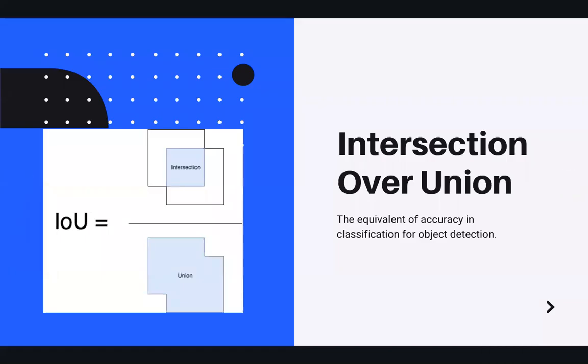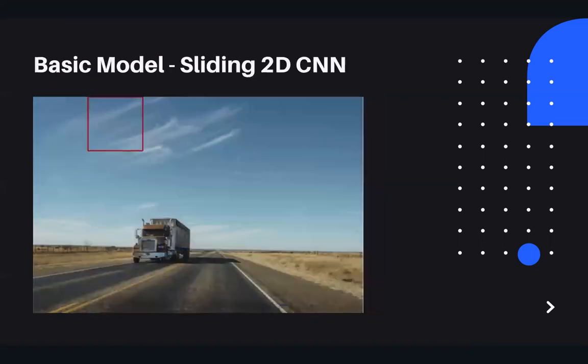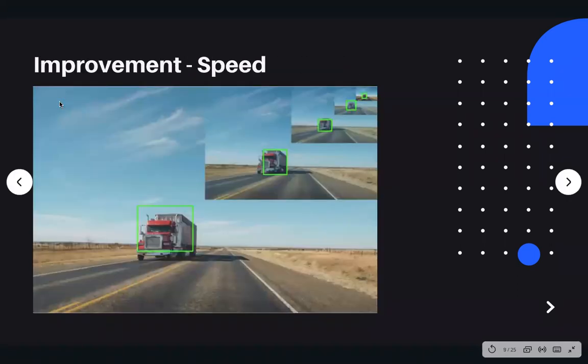This method is based on what kind of neural network? This is basically a basic CNN, right? Just the convolutional layers followed by some max pooling layers, followed by fully connected layers and classification in the end. So this is the basic model that you can have. It's a 2D CNN model, very easy for classification. We slide it through the images.